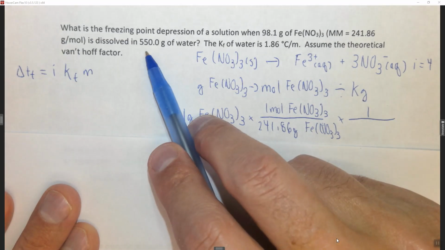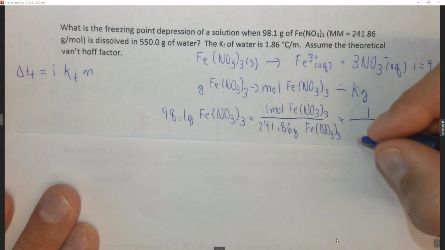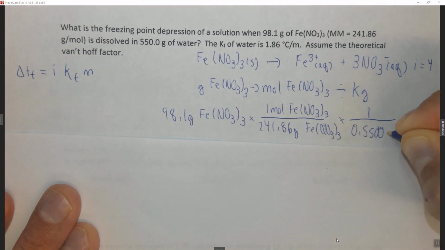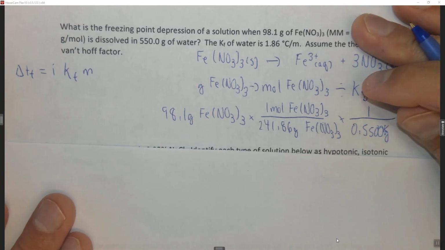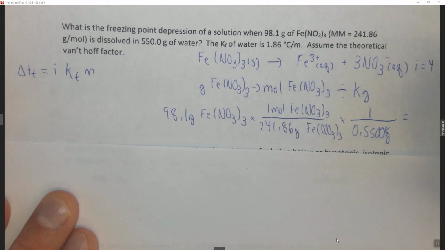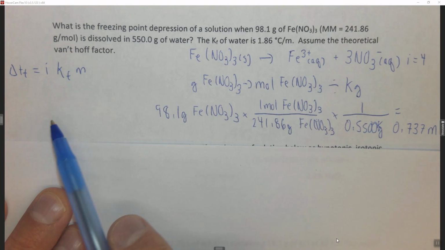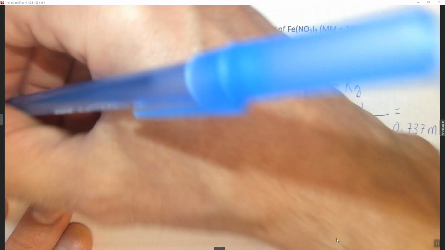We need to put this in kilograms. So divide it by 1,000. Don't put in 550. Divide that by 1,000 and put 0.5500 kilograms. Sorry. And when you do that math, you're going to get that this is a 0.737 molal solution. You now have everything you need to know to find the freezing point depression.